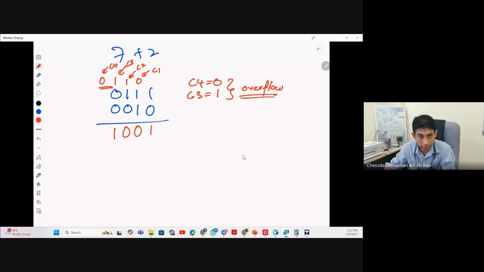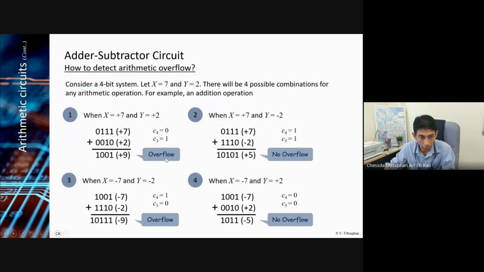The first case, overflow happens because C4 equals 0, C3 equals, but let's record that. And what happens if we change the value from plus 7 to y equal to x still remaining 7 and y equal to minus 2.